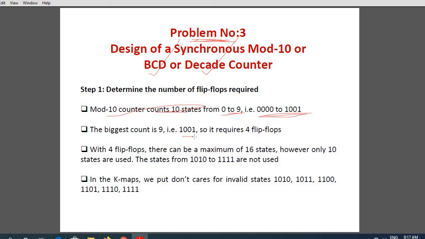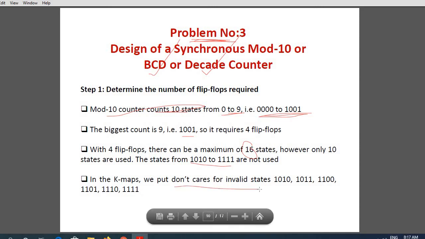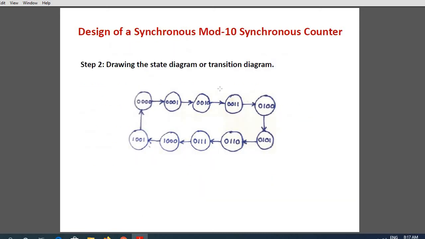It requires 4 flip-flops. With 4 flip-flops, you can have a maximum of 2 raised to 4, 16 states. However, only 10 states are used. From 1010 to 1111, they are invalid. So you put don't cares corresponding to invalid states in the K-map. This is your state diagram or the transition diagram. You have to draw from 0000 to 1001 like this.